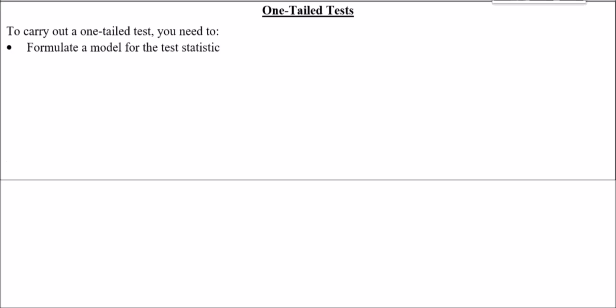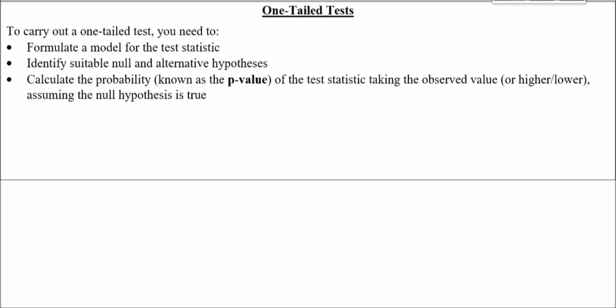So the main course for this lesson is how to perform a one-tailed test. So I'm going to talk you through a step-by-step procedure for doing so, and I'm going to show an example, again using this step-by-step procedure. So first of all, what we need to do. To carry out a one-tailed test, we need to formulate a model for the test statistic. We then need to identify suitable null and alternative hypotheses.